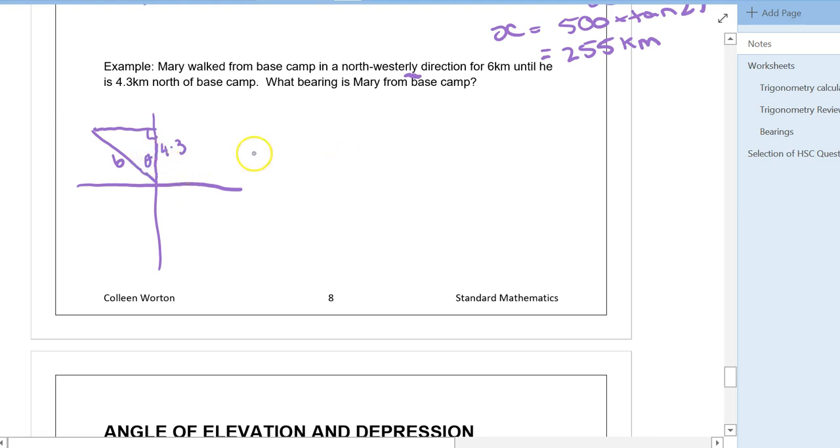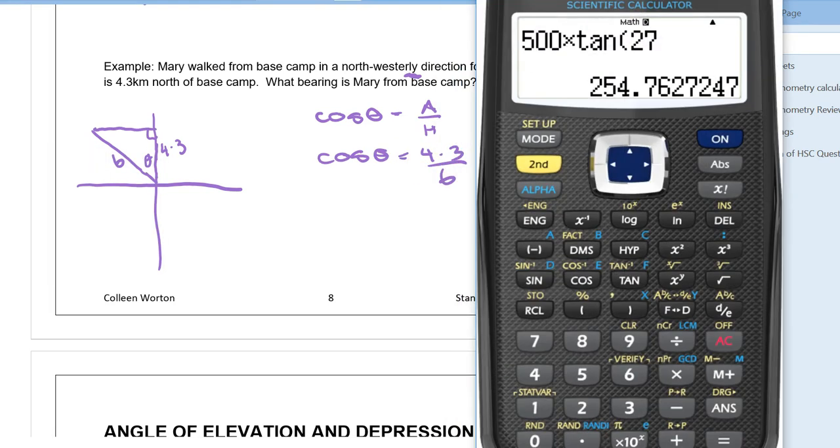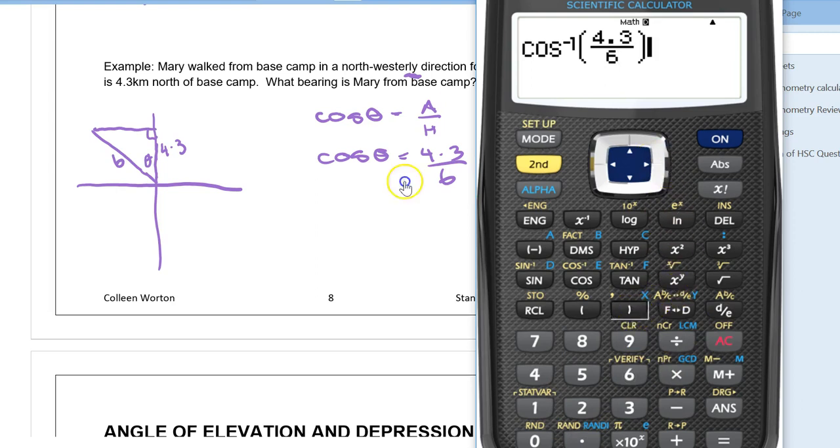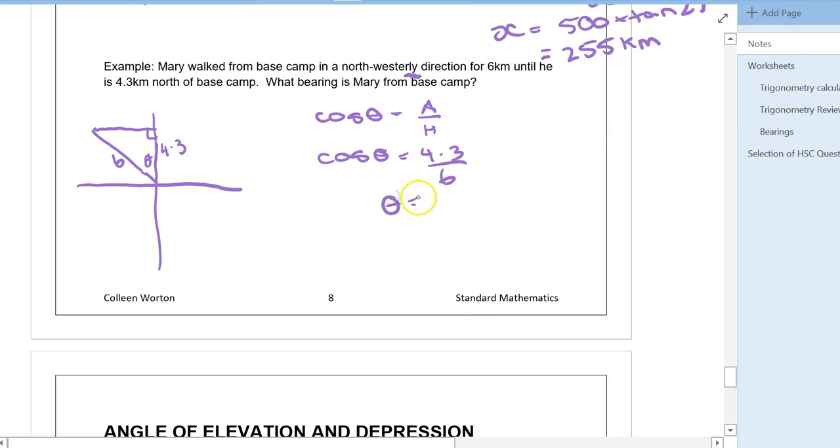So I've got adjacent and hypotenuse. So it's cos theta is adjacent on hypotenuse. Cos theta is 4.3 on 6. Because I'm finding an angle, I've got to use the second function, cos 4.3 on 6. And I get 44 degrees. So theta is 44 degrees.